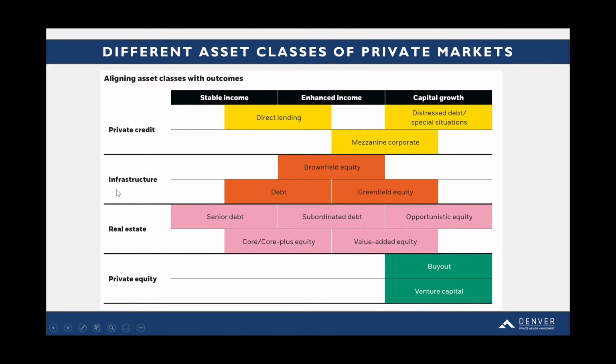As a reminder, within the infrastructure asset class, today we're going to be looking at brownfield equity and greenfield equity. You'll notice that in terms of where it's positioned within your portfolio, it ranges from enhanced income to capital growth, capital appreciation, and we'll break down the two.